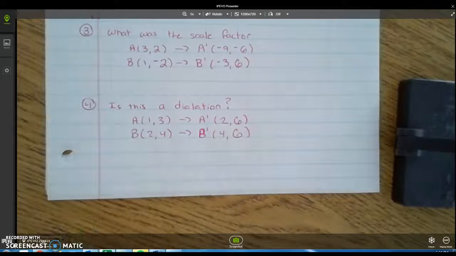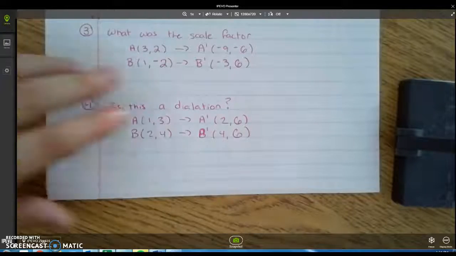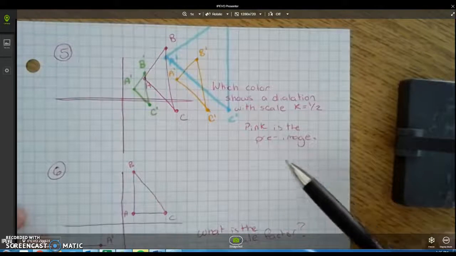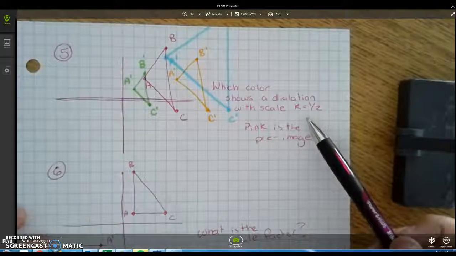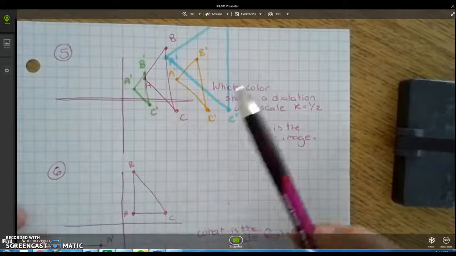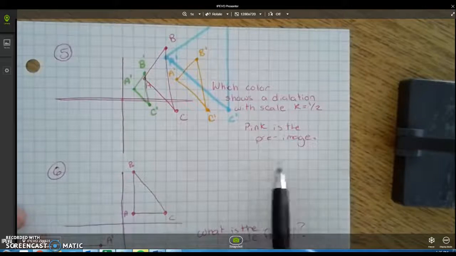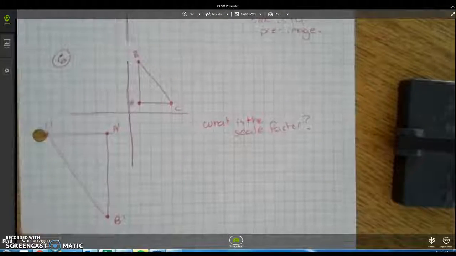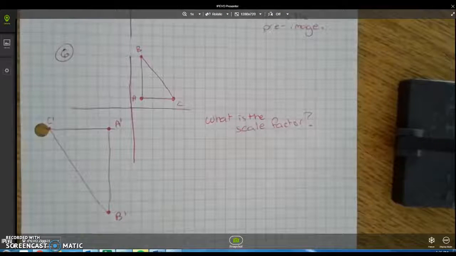So remember there I would want to know, does the scale factor work? 5, which color shows a dilation with a scale factor of 1/2? So it's either green, yellow, or blue. Pink is the free image. Finally, 6, what is the scale factor?